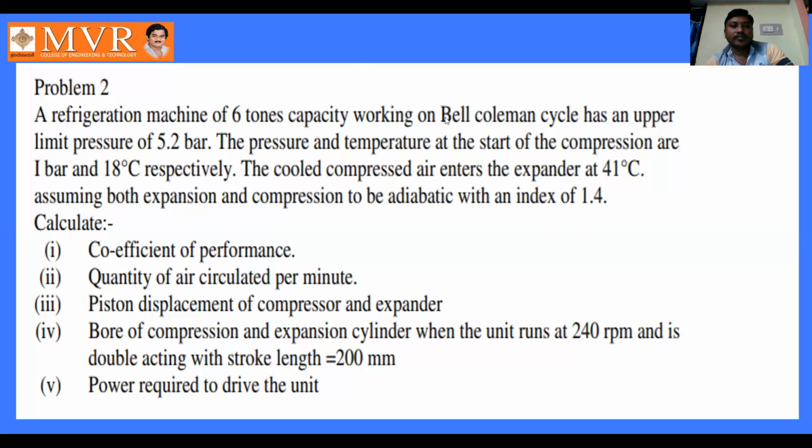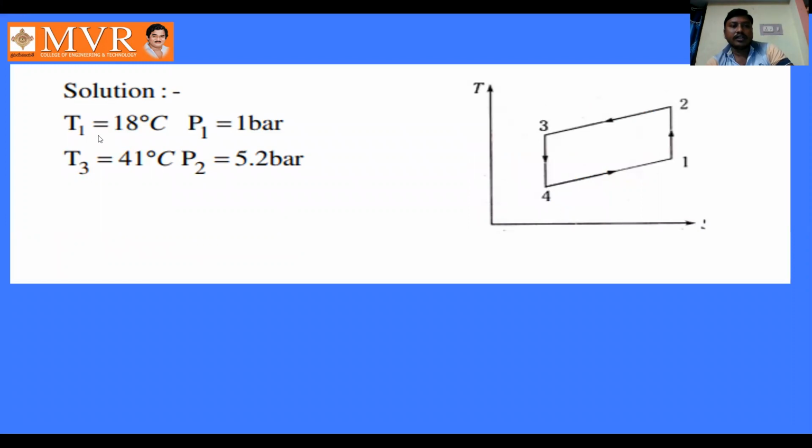See, we are going to solve them one by one in an easy manner. See here, already in the problem itself, the temperature limits are given: T1 is equal to 18 degrees Celsius and P1 is equal to 1 bar, meaning when the air is entering into the compressor, the temperature and pressure are given as T1 equal to 18 degrees Celsius and pressure P1 equal to 1 bar. And here, 1 to 2 is the compression process, 2 to 3 is the cooling process, 3 to 4 is the expander.